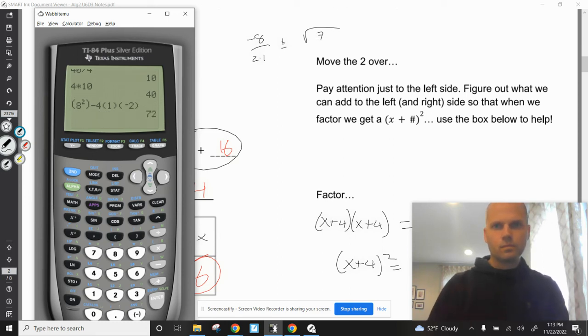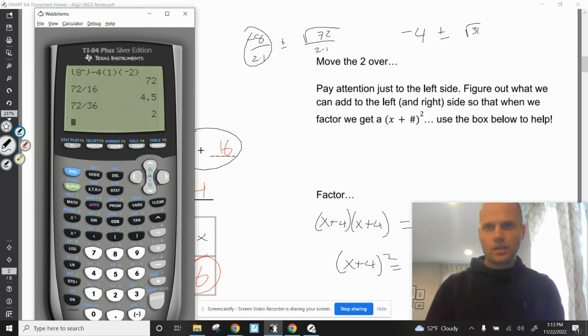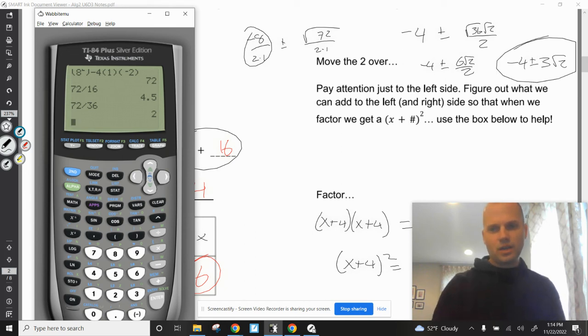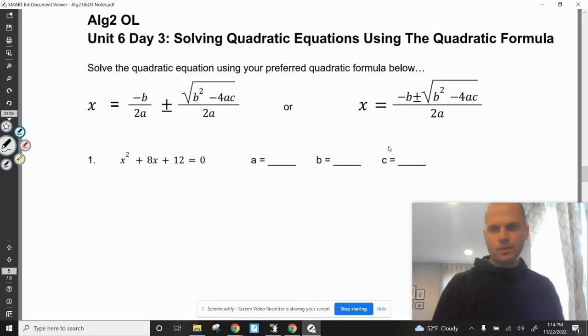-72 over 2 times 1. -8 divided by 2 is -4. 72 can be divided by 9. Ooh, it can be divided by 16. No, it can be divided by 36. So this is root 36, root 2 over 2. Root 36 is 6. 6 divided by 2 is 3. Boom. I got those same solutions. Okay. Sorry for the tangent, but let's go back into, okay, new equation.